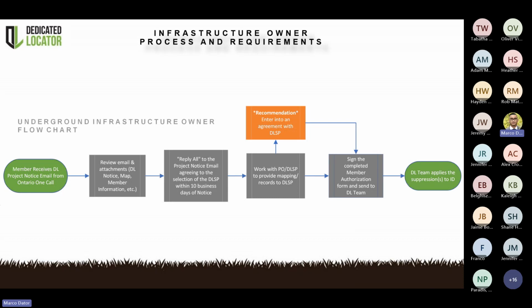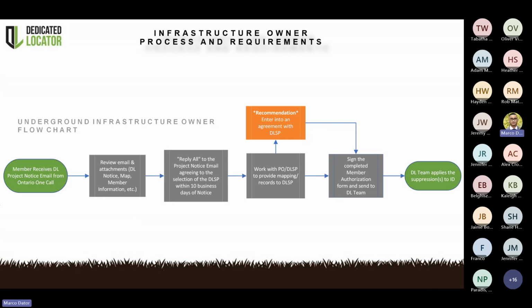The first thing you would do as a member is review the email and the attachment provided. Within the attachment are the DL notice, the member information, and other information that describes the project and the dedicated locator selection. Once you have reviewed that, consider whether you have questions for the project owner or DLSP. You can respond back directly to the project owner to get more details.